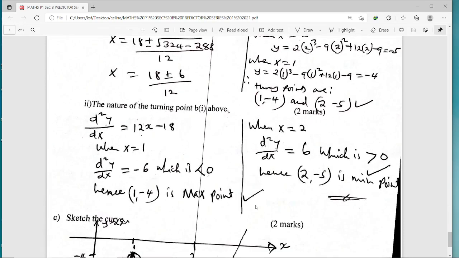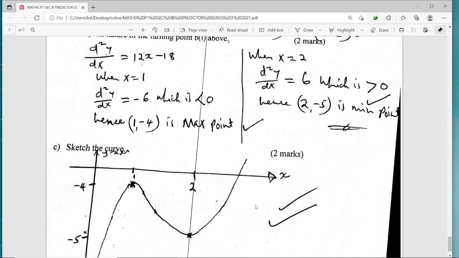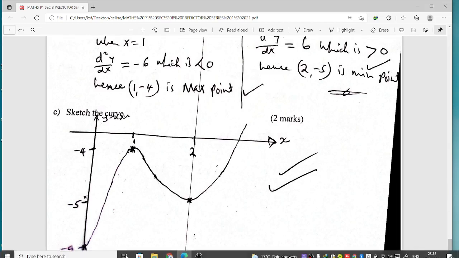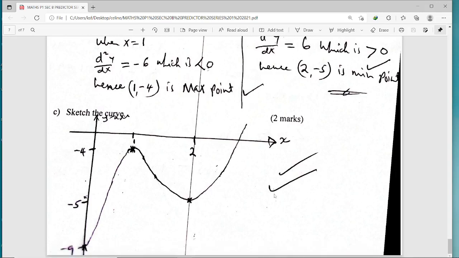Now use what you have. You have the y-intercept and the turning points. You plot the y-intercept at -9, and then the turning points (1, -4) and (2, -5). We said this first one is the maximum point, so the curve was moving up to this point, turned here, and then this being a minimum point, turned this way upwards. So that is how you sketch. Because it's just a sketch, you score your 2 marks without much struggle.